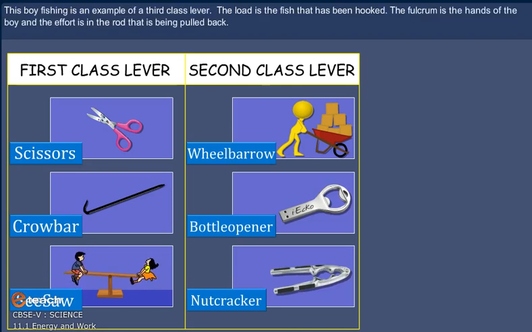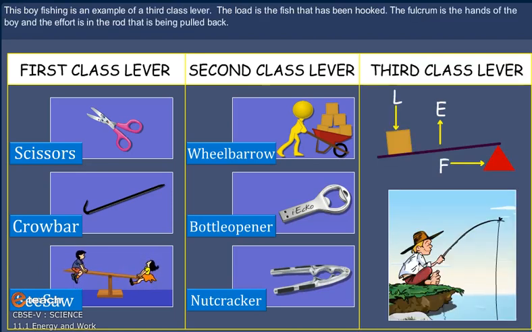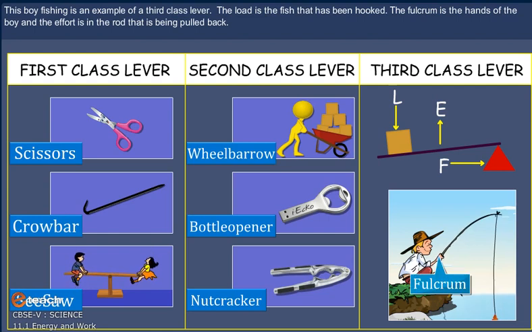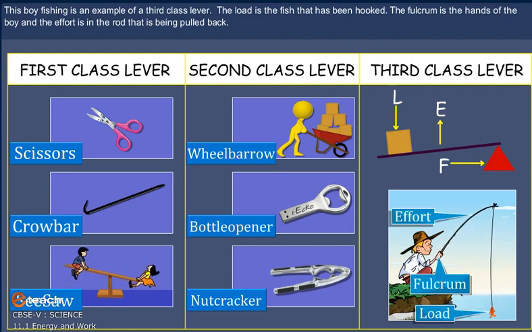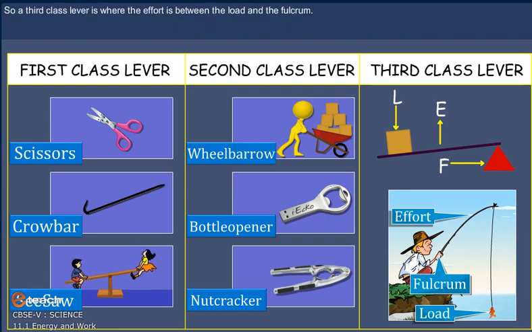This boy fishing is an example of a third-class lever. The load is the fish that has been hooked. The fulcrum is the hands of the boy and the effort is in the rod that is being pulled back. So, a third-class lever is where the effort is between the load and the fulcrum.